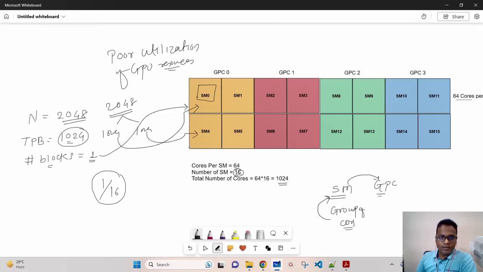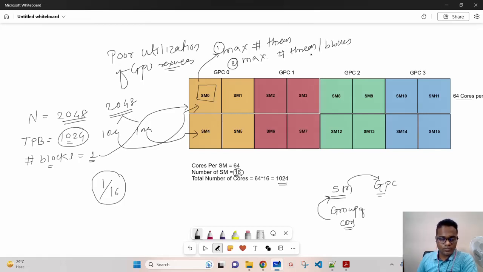Now there are other limitations as well, like the maximum number of threads per SM. There is also a limit for the maximum number of threads per streaming multiprocessor. That is one limitation. Then with respect to GPU architecture, we also have a maximum number of threads per block.